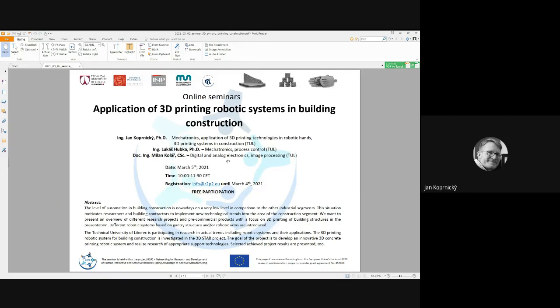Today's seminar is focusing on application of robotics in the construction, and just because we are solving this problematics or this topic at Technical University of Liberec in a frame of another project called 3D STAR. Here you can see the abstract of the topic of today's seminar.